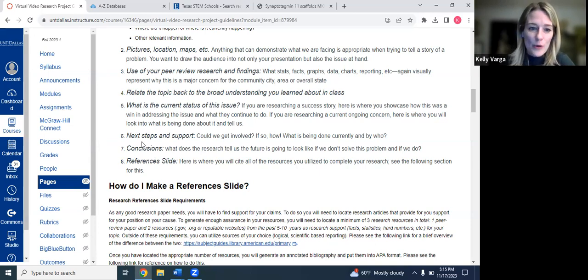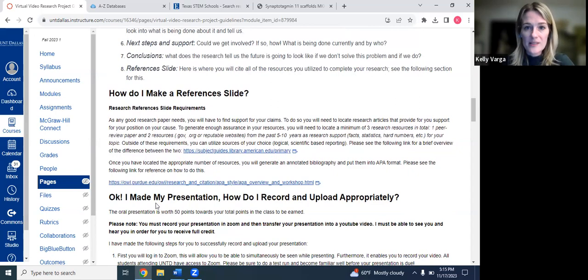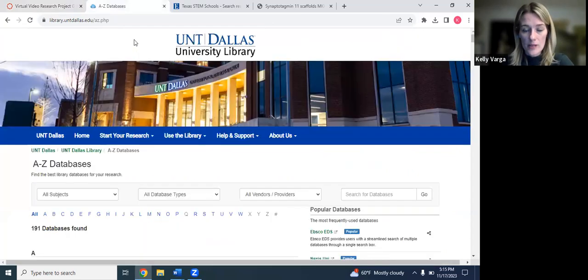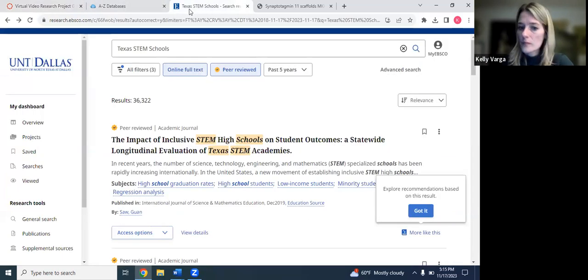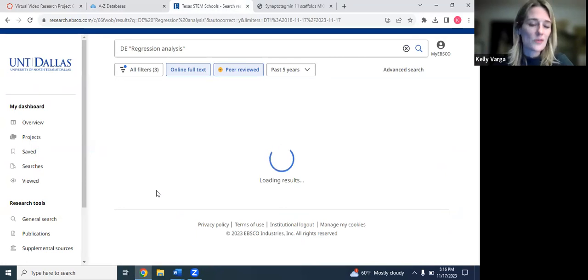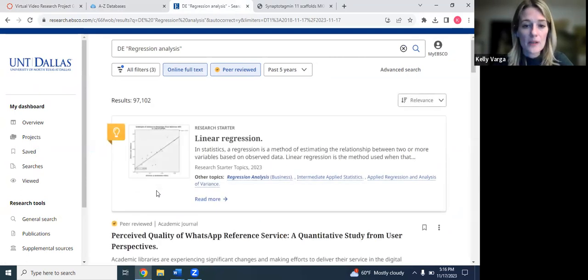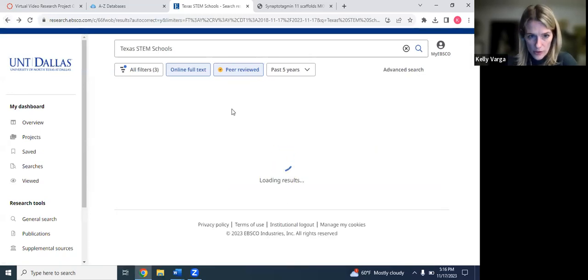Last big thing, reference slide, right? I've got some requirements here on how to make my reference slide, but let's go back to our database. So let's say I really like this particular journal, right? This is what I'm going to use. I really like it. I'm going to absolutely pull this paper, and this is the one I'm going to utilize inside of my research presentation.